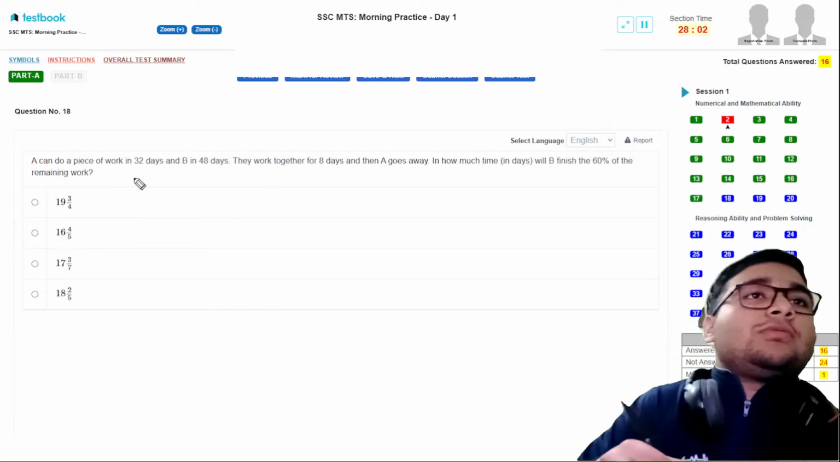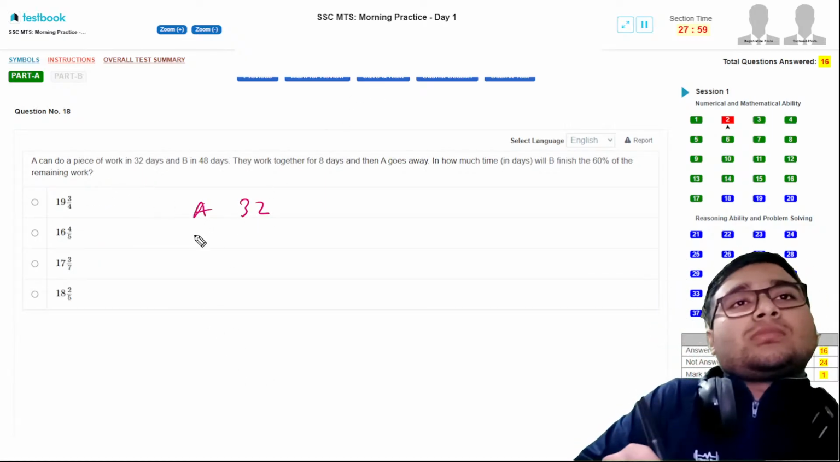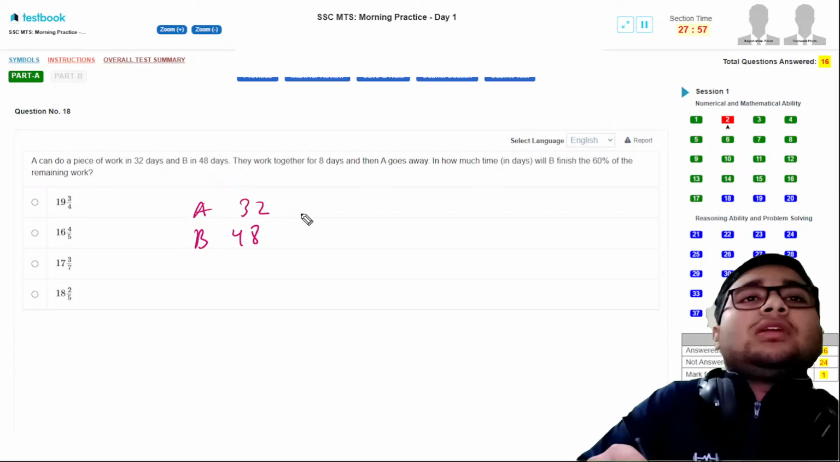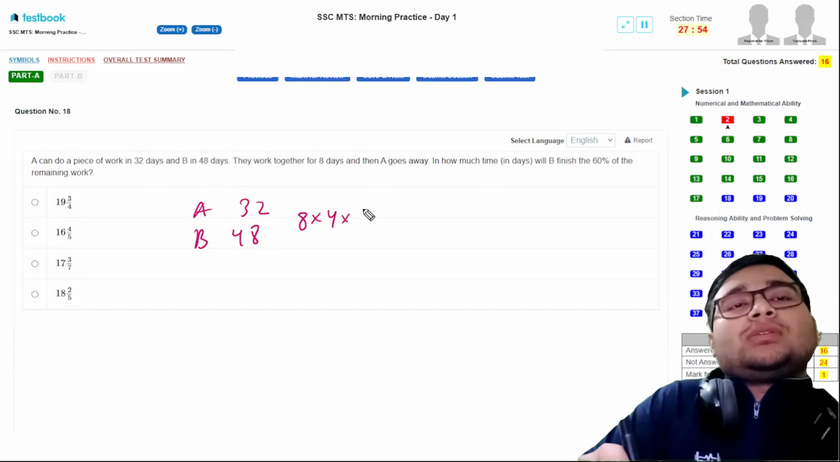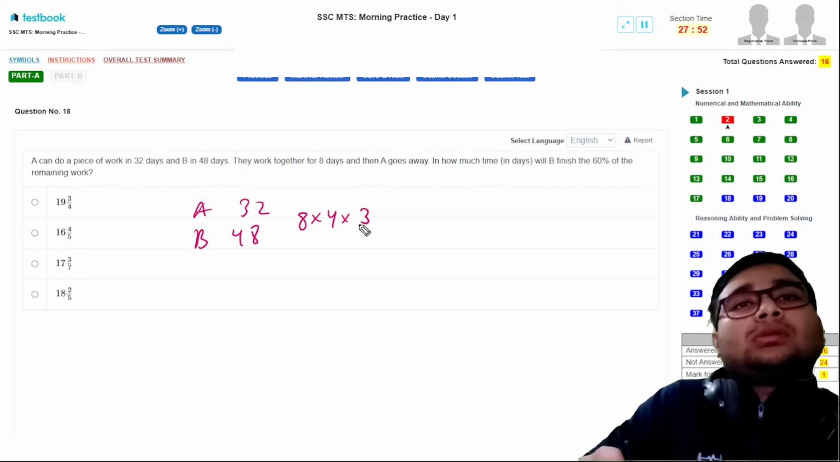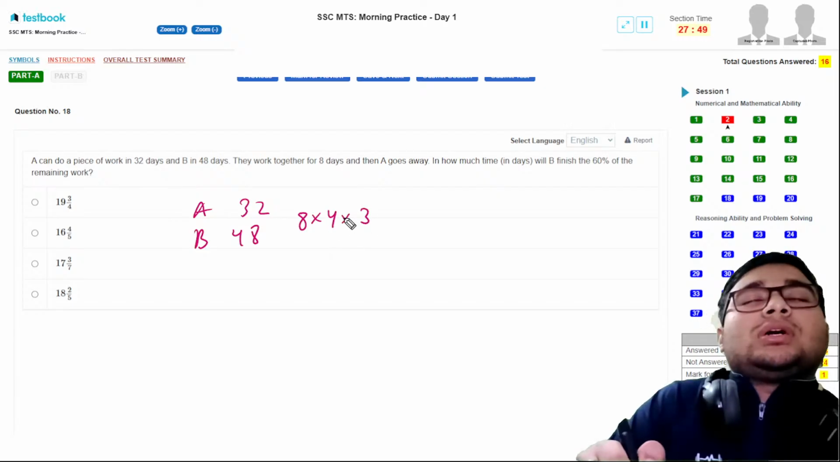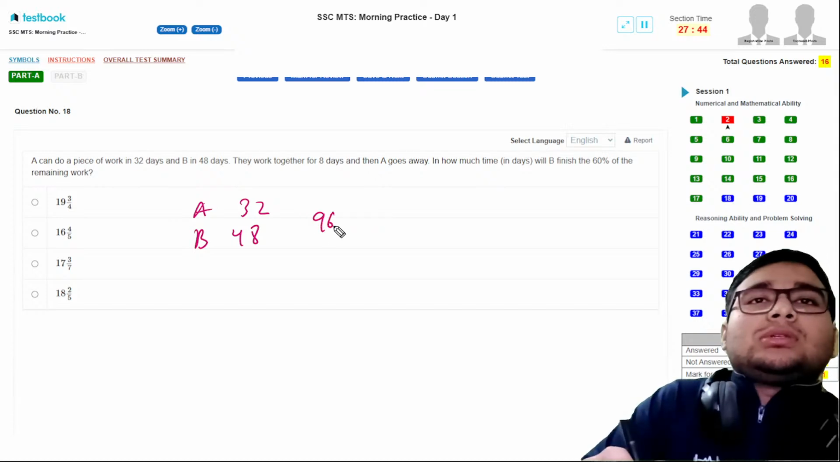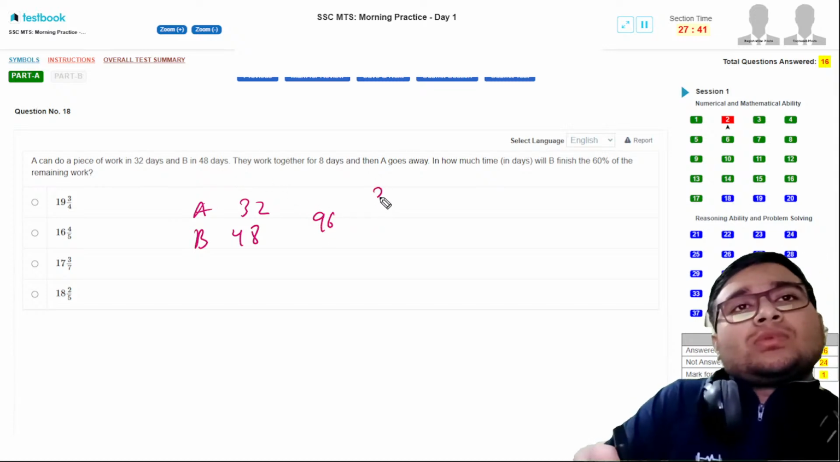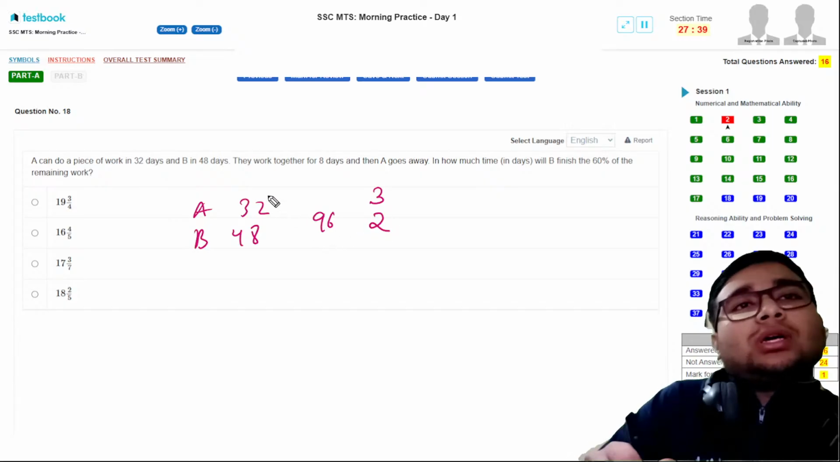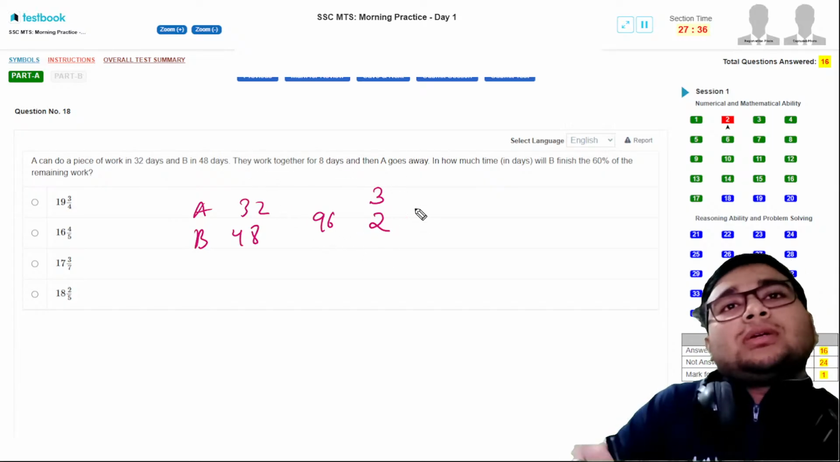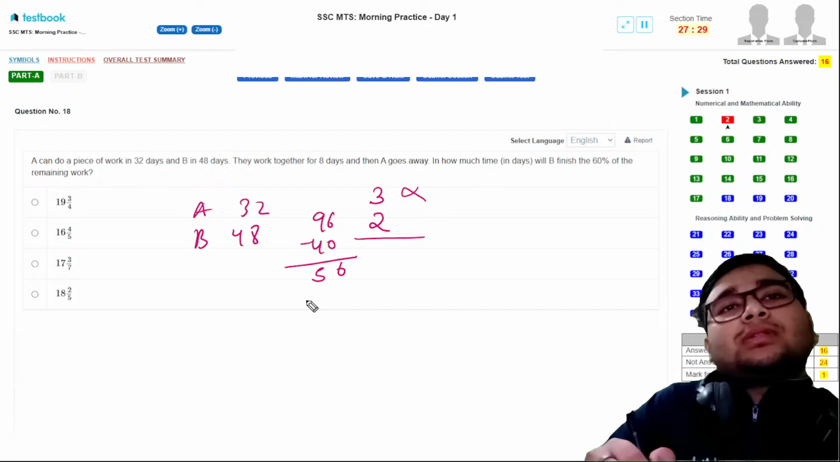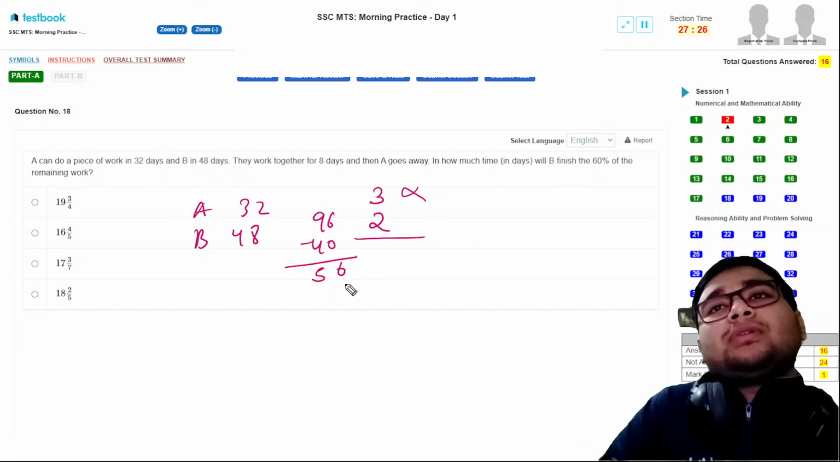A can do a piece of work in 32, B in 48, C in 96. They work together for 8 days and A goes away. How much time will it take for the work to be finished? What percent of the work is left?